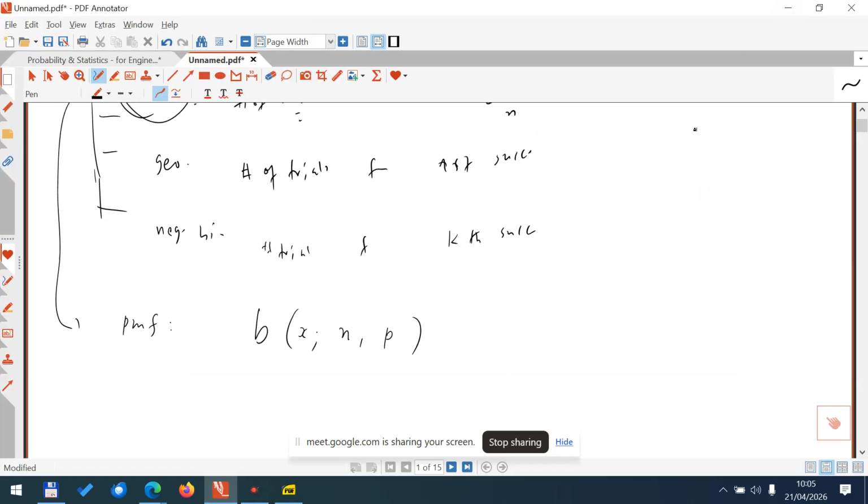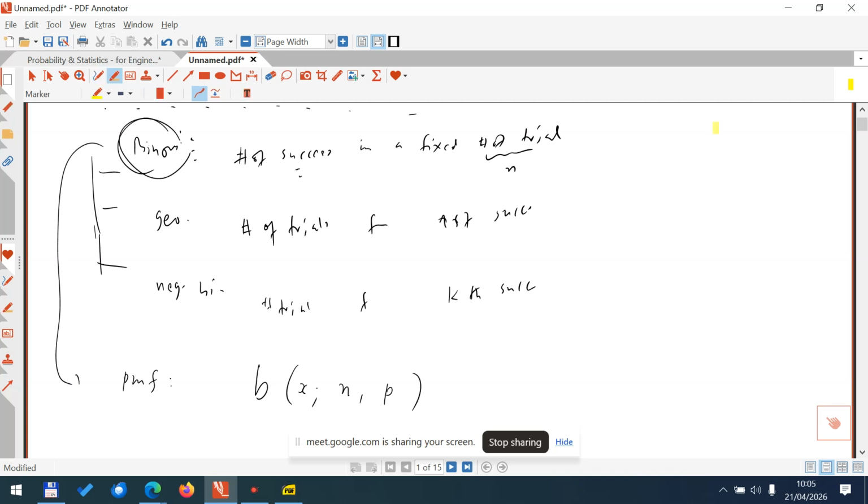So let's repeat this. I start with the binomial distribution where n is the number of trials, which has been fixed. p is the probability of success in each trial, independently of the others. And small x is the number of successes. And B is the PMF, right?